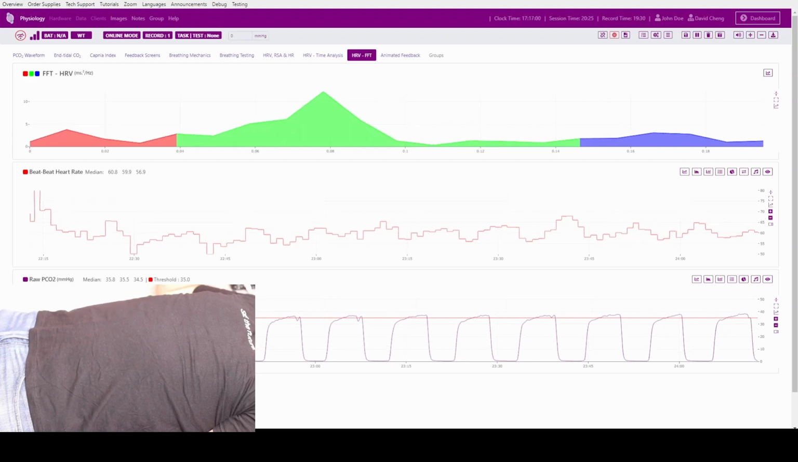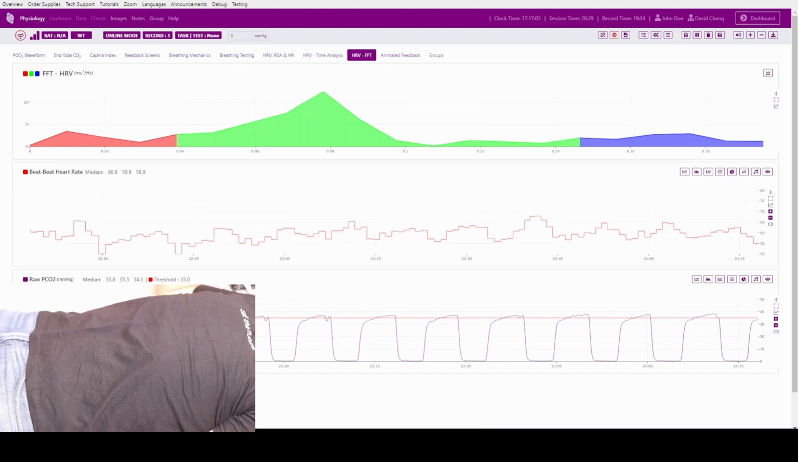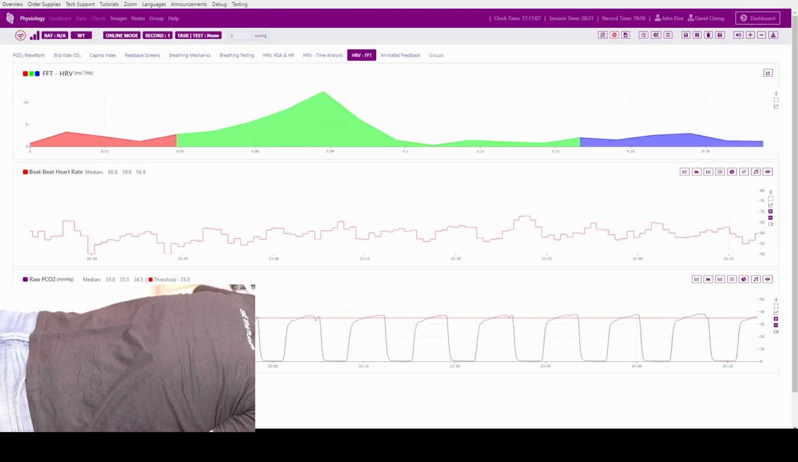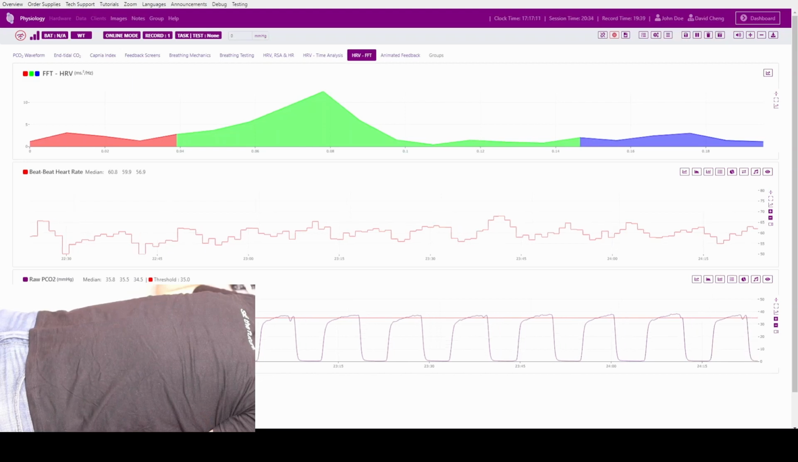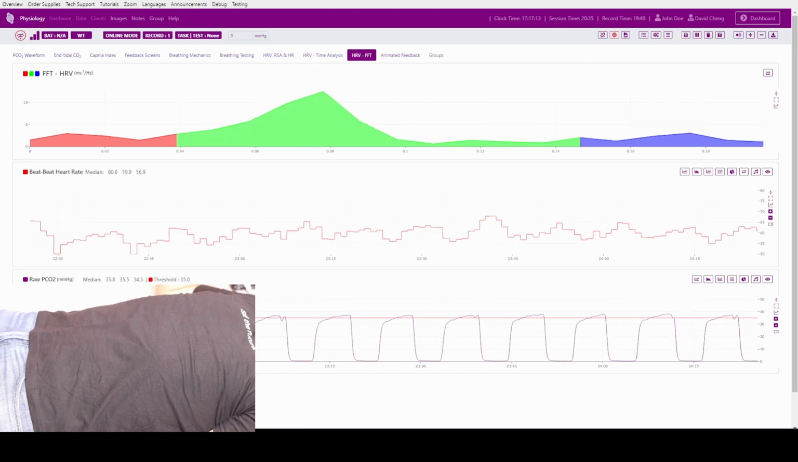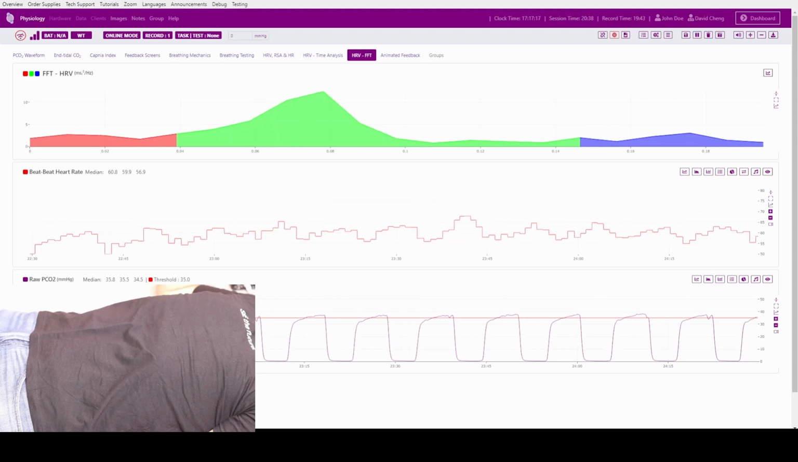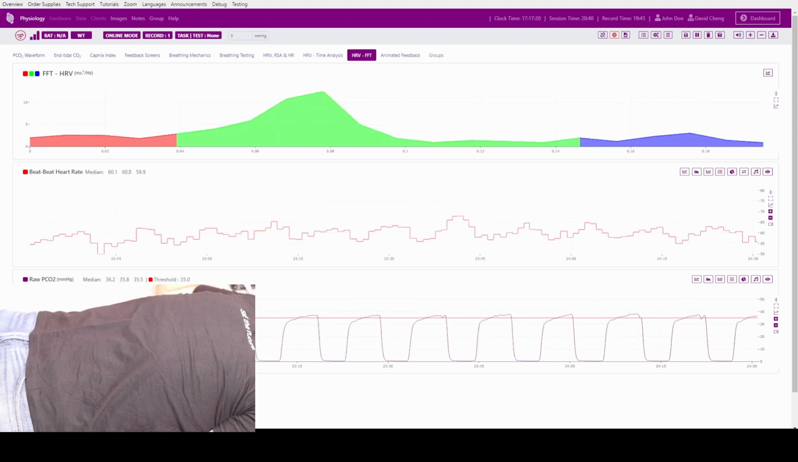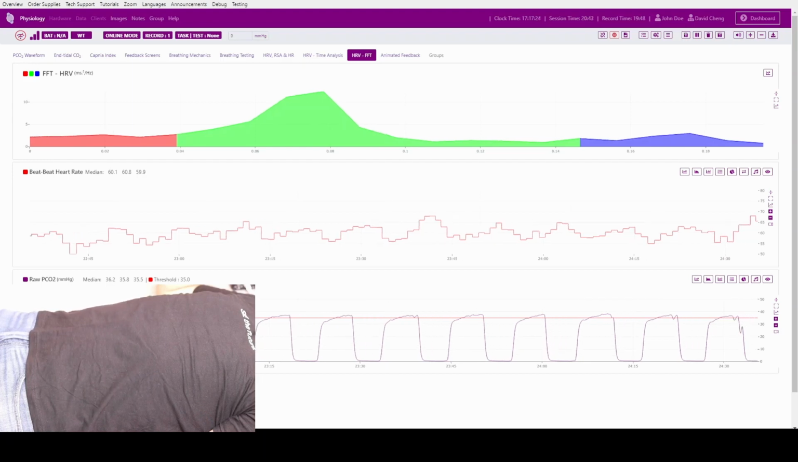So for most of us, inhaling for 4.5 seconds and exhaling for 6 seconds will give you a pretty good, close enough proximity to your resonant frequency breathing. Is it going to be perfect? No, but it's actually pretty close. You can see right now we're starting to get the peaking in the green zone there.